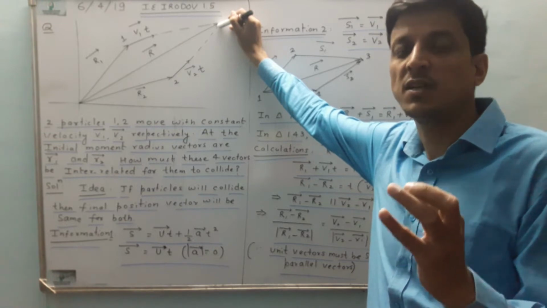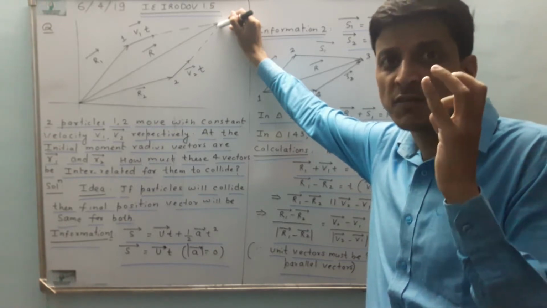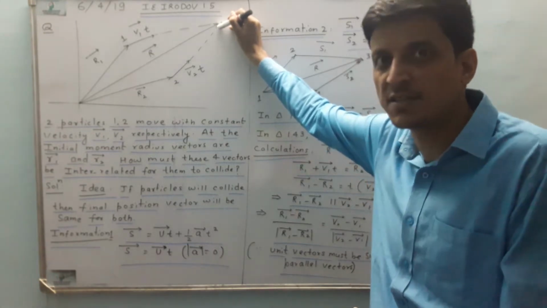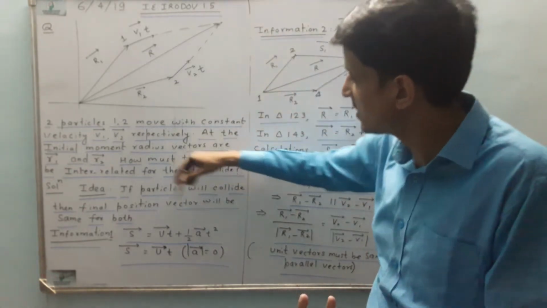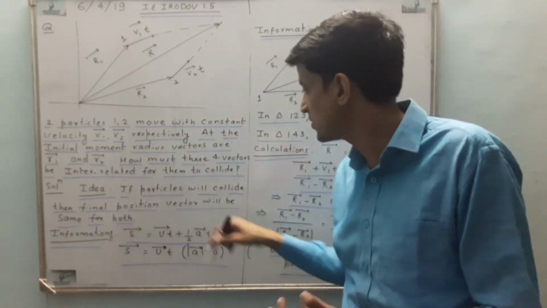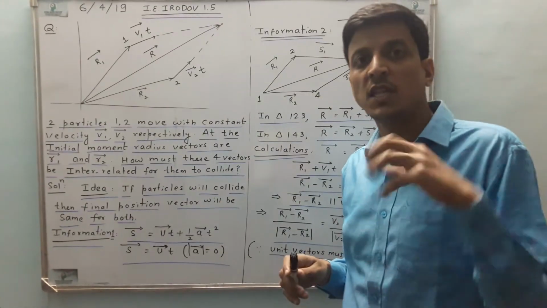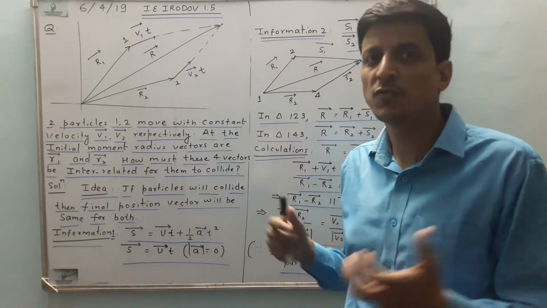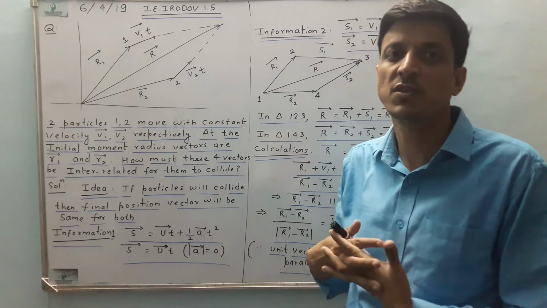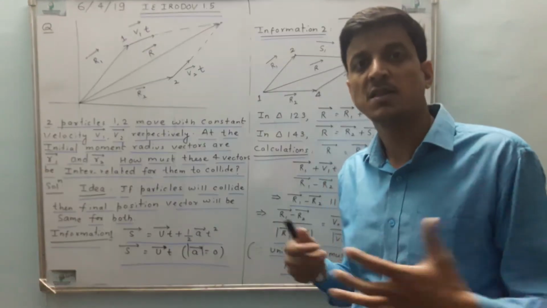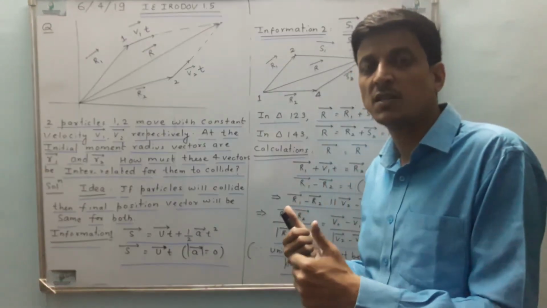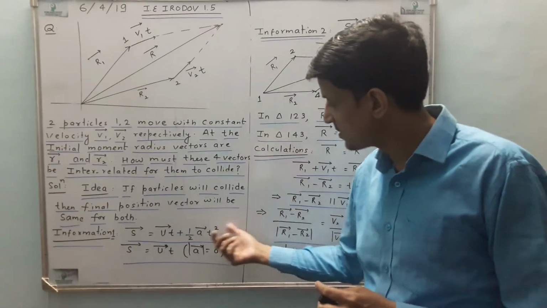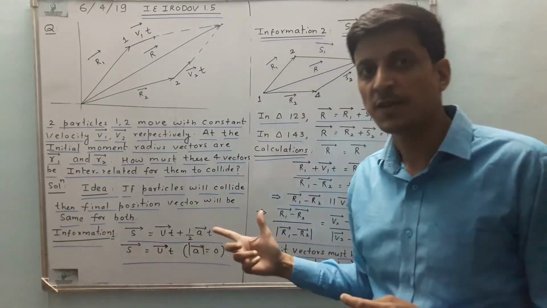At the initial moment, you must design the solution. You must have the idea of how the question will be solved. So you should start with the idea itself. The idea is that if the particles collide, then the position vector will be the same for both. Then you will need certain equations, and we know for sure that there is the second equation of motion, s is equal to ut plus half a t square. Acceleration is 0 here because velocity is constant, so we have a equal to 0, and s is equal to ut.